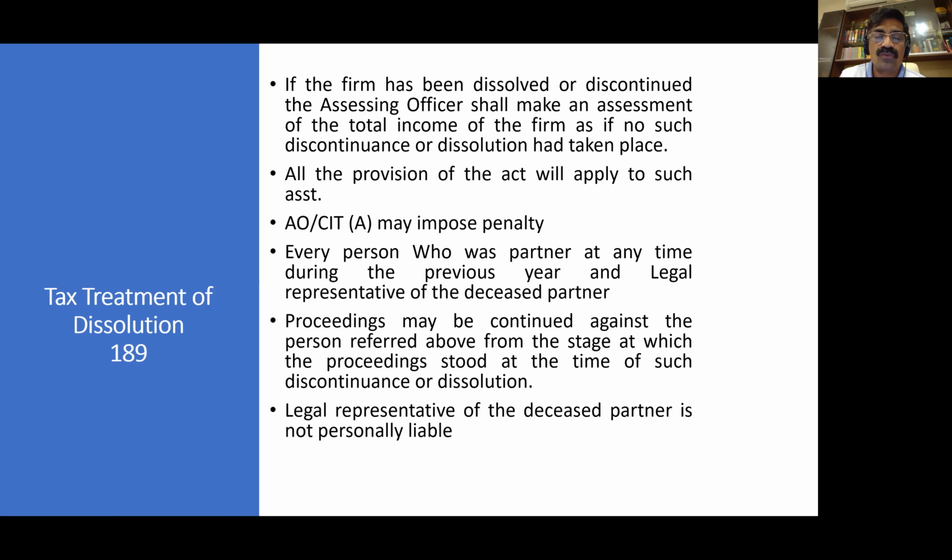Can penalty be imposed? The AO can impose penalty. The first appeal authority, CIT(Appeals), can also impose penalty. Penalty for what? Non-filing of return or non-compliance of notice. Penalty can be imposed for everything. You cannot shelter on this point.